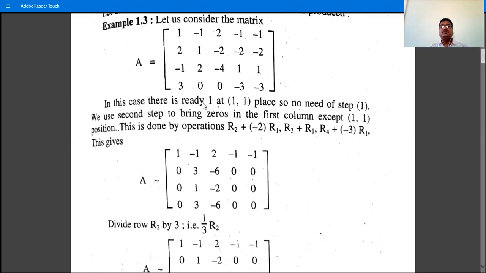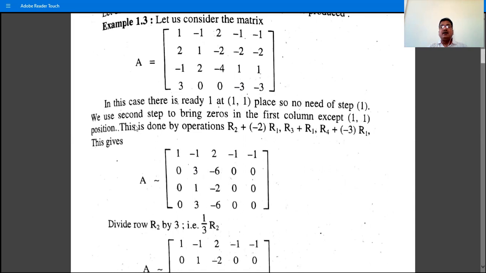-1 and plus 2 becomes 1, right here 1. It is not 3, it is 1. This entry is 1, third row. And then 2 and -4 become -2, and -1 and plus 1 become 0.